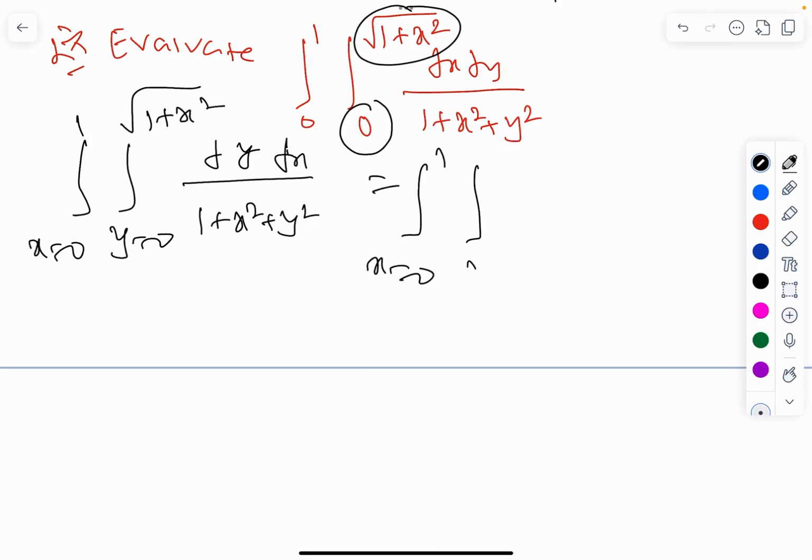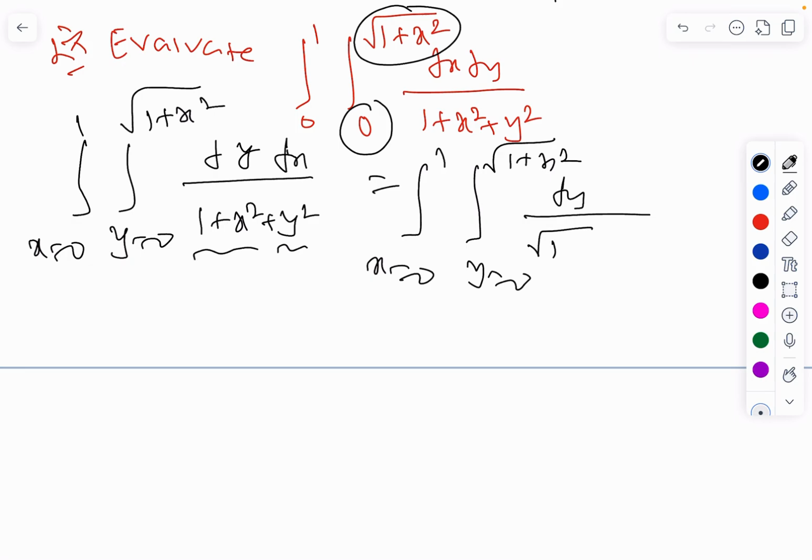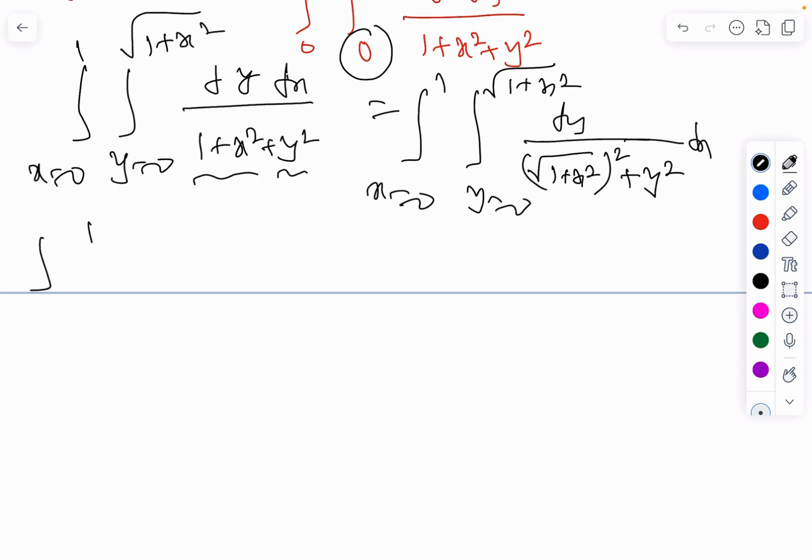This is x equal to 0 to 1, y equal to 0 to root 1 plus x square. This is dy upon, now integration with respect to y. So this we can write as root 1 plus x square and its square. This is constant when we integrate with respect to y, plus y square and dx. So we have integration 1 upon a square plus y square kind of integration. And that we know as 1 upon a tan inverse y by a. So x equal to 0 to 1.